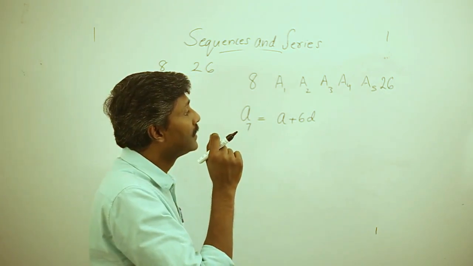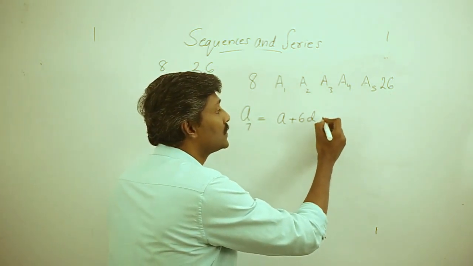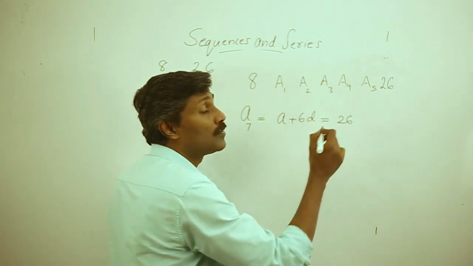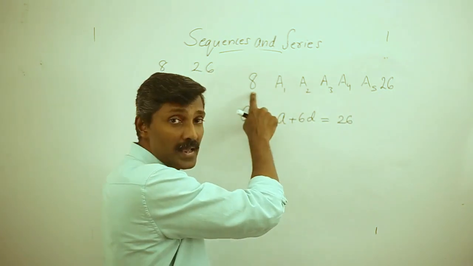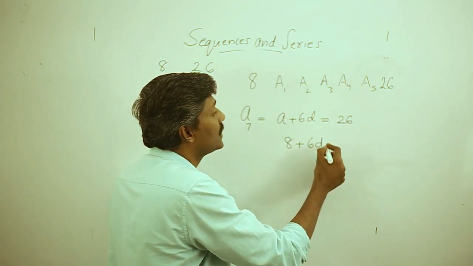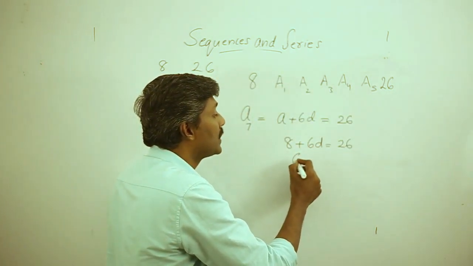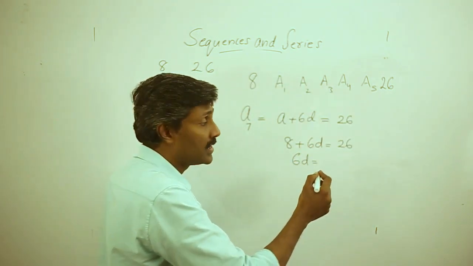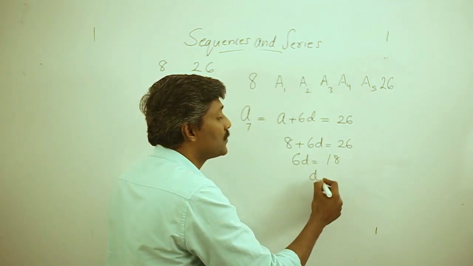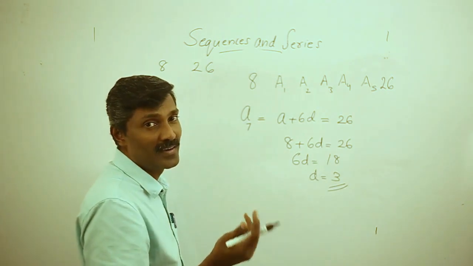Now it is given that the last term is 26. That is the 7th term, so this is equal to 26. We also know that the first term is 8, so A is 8. So 8 plus 6D is equal to 26. I take the 8 to the right side, so I get 6D is equal to 26 minus 8, which is 18, which gives me D is equal to 3. I got A and I got D.